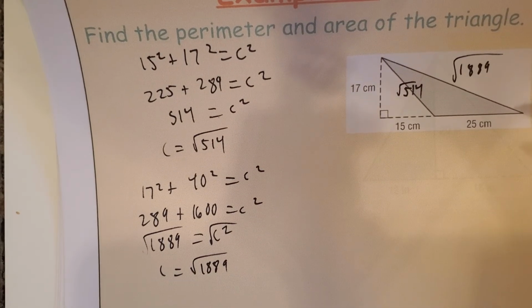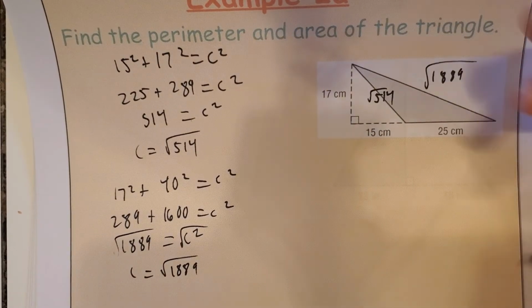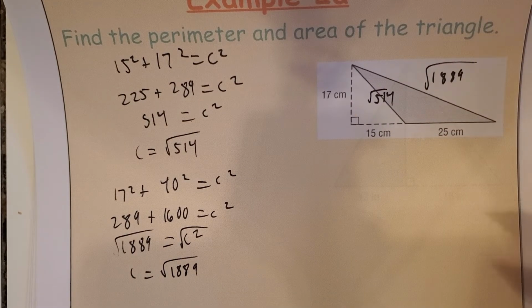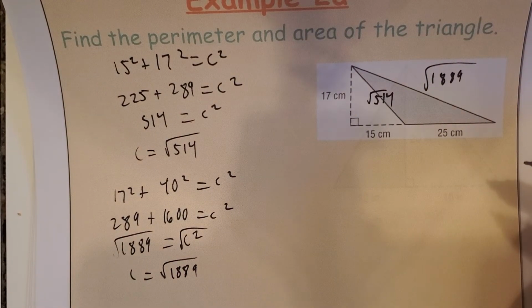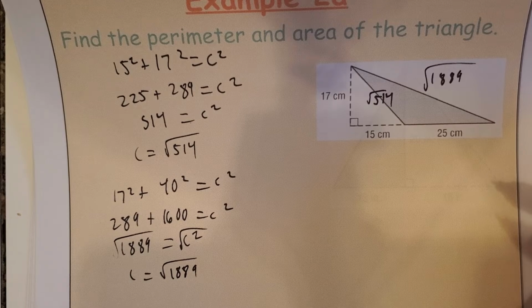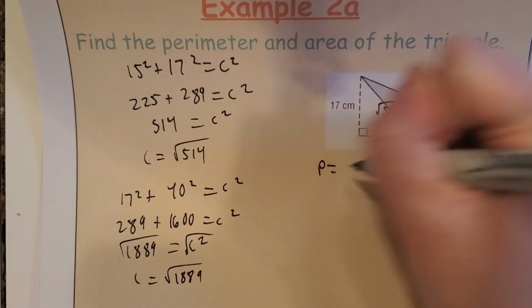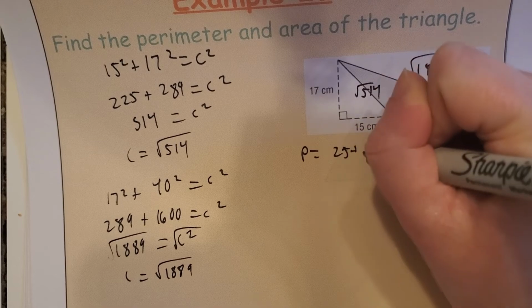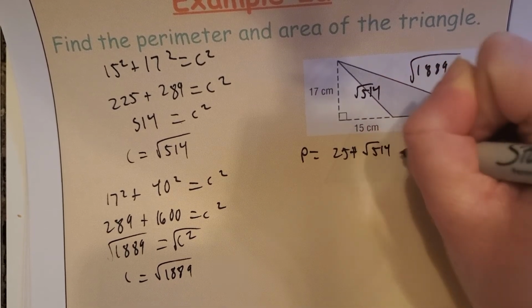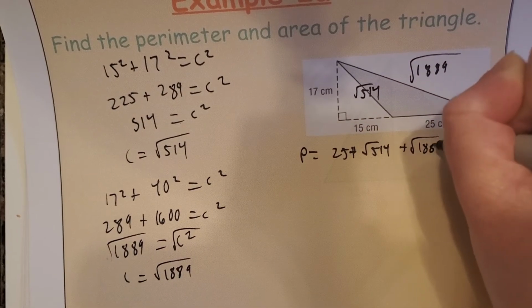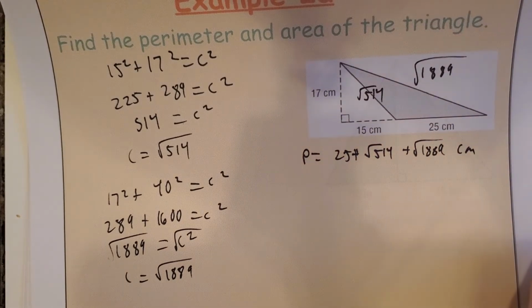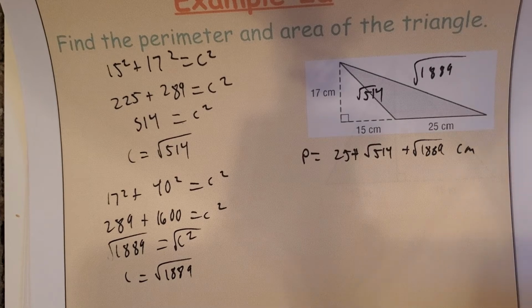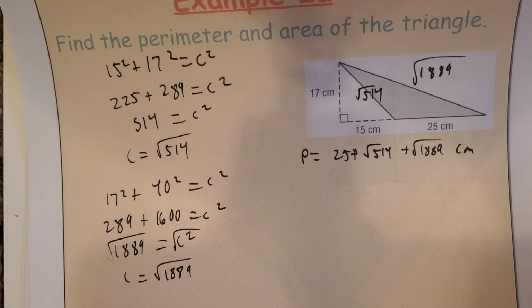But that actually sort of makes our lives somewhat easier, because if they're all kind of gross radicals and one is just a whole number, there's nothing that you could really do with it, unfortunately. So the perimeter is just going to be 25 plus root 514 plus root 1889 centimeters. All right. That's it. I feel like these numbers are too gross, but if you think I messed up somewhere, you have every right to call me out on it.